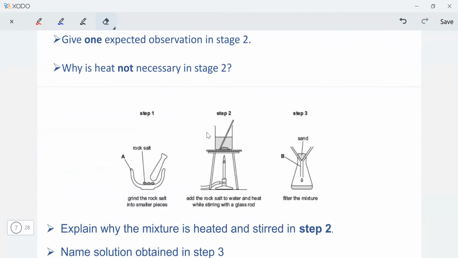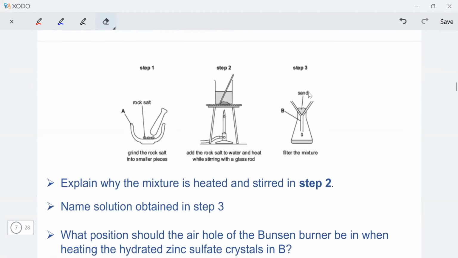Explain why the mixture is heated here. See, they're asking you why do we heat the mixture in step number 2? So why do we heat? To speed up. Here I'm dissolving, so I'm going to say to speed up dissolving. Name the solution obtained in step number 3. What is the solution called here? The solution here we call a filtrate, and the sand part is called a residue.